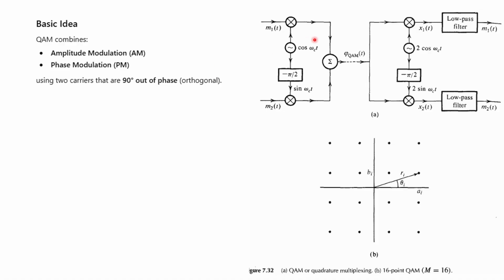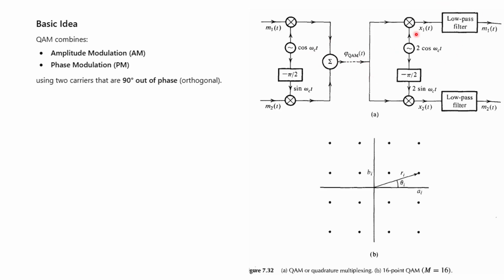Now here are some details about the QAM. QAM is nothing but quadrature amplitude modulation, the combination of two things. What are they? Amplitude modulation and phase modulation, using two carriers that are 90 degrees out of phase, right? How will you generate? So here is your generation technique, the phase difference that you are going to give, then the frequency you are already going to use, that is omega ct, the carrier frequency. So that will give you the QAM type of results.